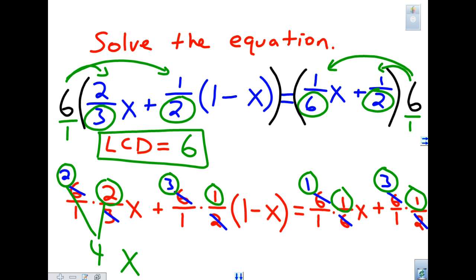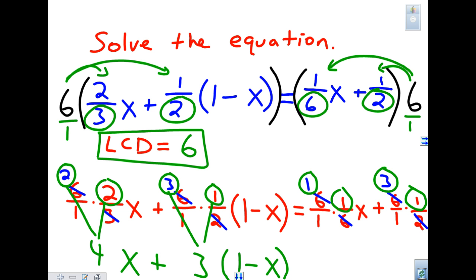For the second term on the left-hand side, we will have the 3 that was left over from our common denominator getting multiplied to the 1 that was already there, and we'll end up with 3. Again, the parentheses will just get copied down, just like the x got copied down in the first case with the first term. So we get 3 times parentheses 1 minus x.